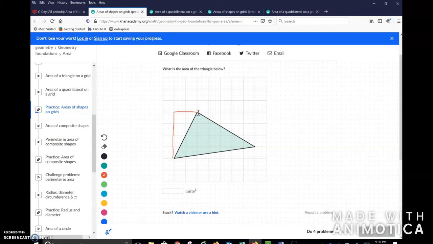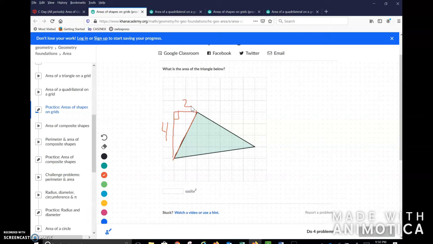So they're finding the area of this triangle here because I know that this line and this line are perpendicular, and so they form a 90-degree angle. And I can find the base and the height. So the height is 1, 2, 3, 4, and the base is 2.